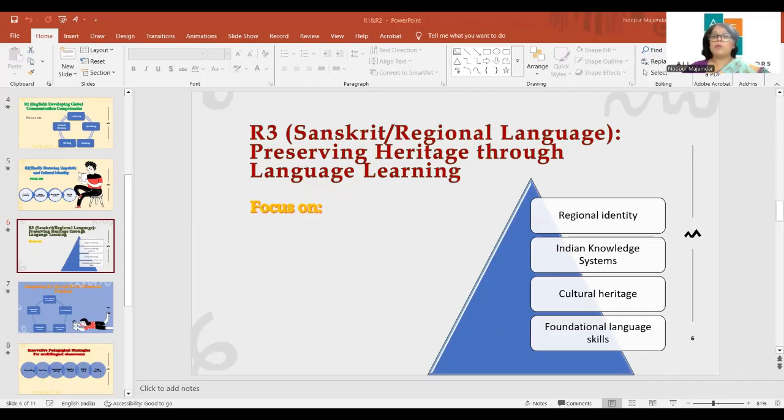So now let's move on to how we can integrate R1, R2 and R3 in our classroom in day-to-day practice.